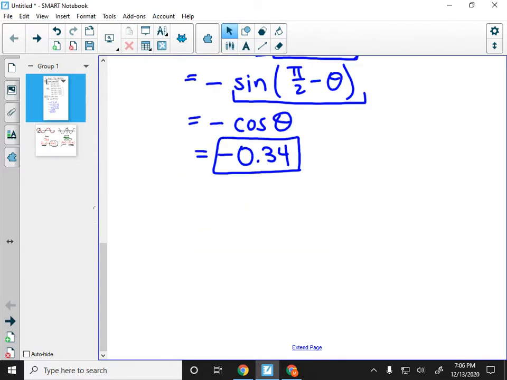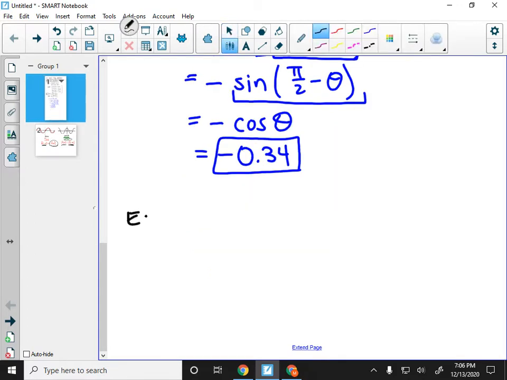Okay. So to use those cofunction identities, you absolutely have to have it going in the correct order. If they're not in the correct order, then you can use your even odd identity to switch things around so that we can actually do this.